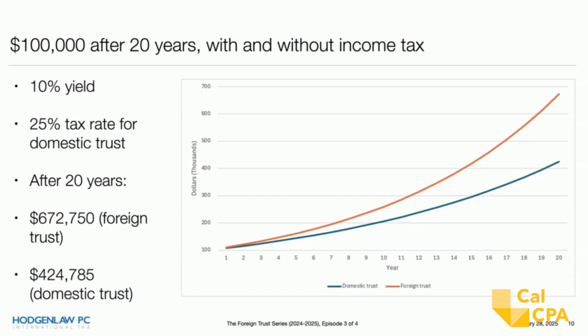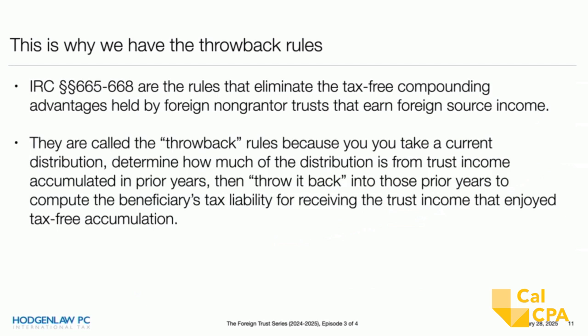And so you have the Internal Revenue Code at its first cut biased towards it's better to put all your money in a foreign non-grantor trust and then distribute it out 20 years later to the U.S. beneficiary because there's a lot more money in the trust. Congress doesn't like that. So this is why we have the throwback rules.